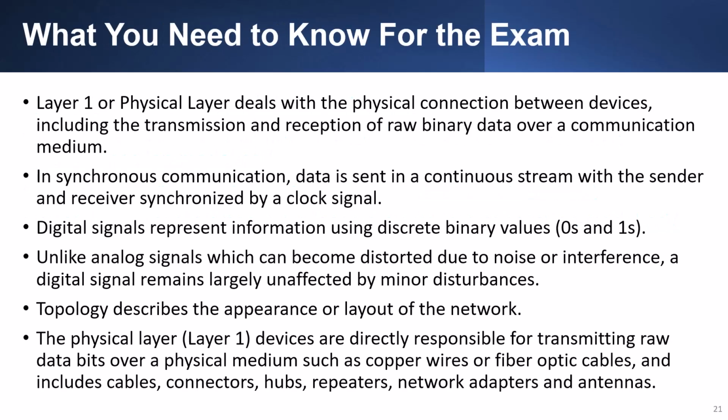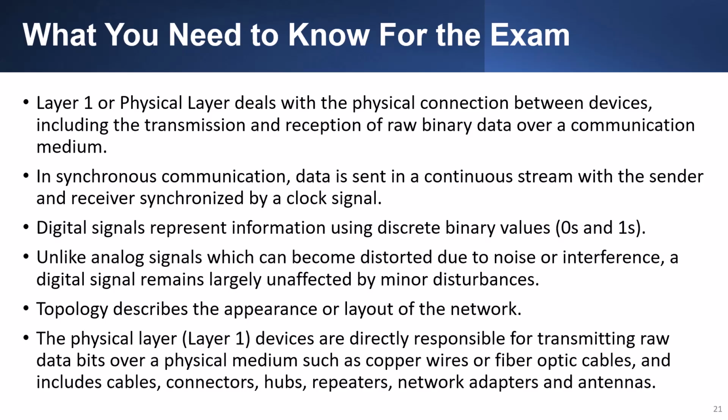In summary, Layer 1, or the physical layer, deals with physical connections between devices, including the transmission and reception of raw binary data over a communication medium. In synchronous communications, data is sent in a continuous stream with the sender and receiver synchronized by a clock signal. A digital signal represents information using discrete binary values, zeros and ones. Unlike analog signals, which can become distorted due to noise or interference, a digital signal remains largely unaffected by minor disturbances.